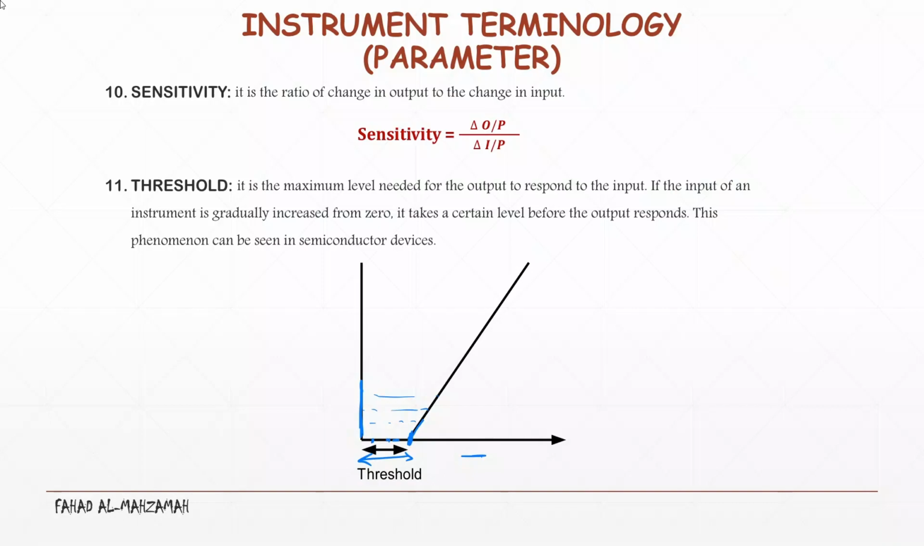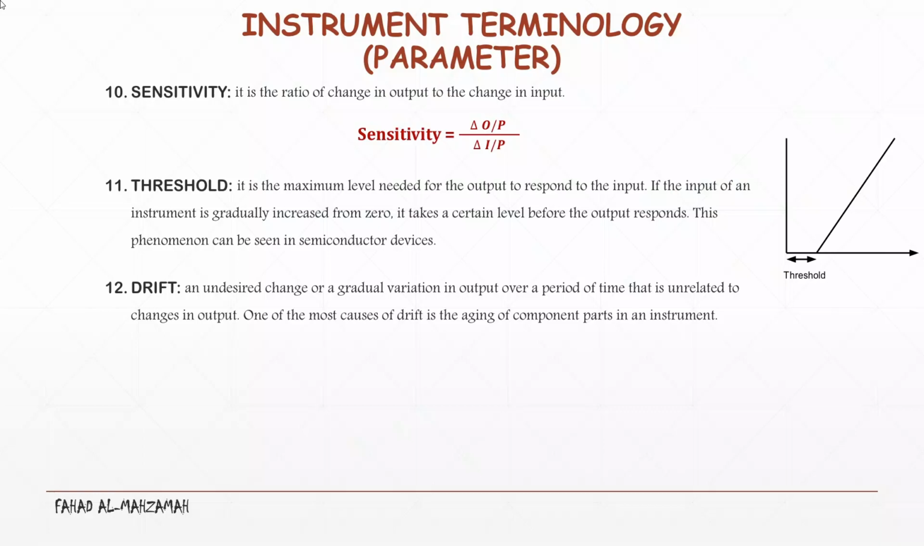This phenomenon can be seen in semiconductor devices, and you are going to see it in the electronics course in the device called the diode, which is a semiconductor device. In the diode, if you supply a voltage of 0.1 volt, for example, to a silicon diode, it will not respond. 0.2 volt, it will not respond. 0.3, 0.4, until you reach the value of 0.7 volt, the diode will start responding and it will open. So the threshold value for the silicon diode is 0.7 volt, which is the value at which the output starts to respond.